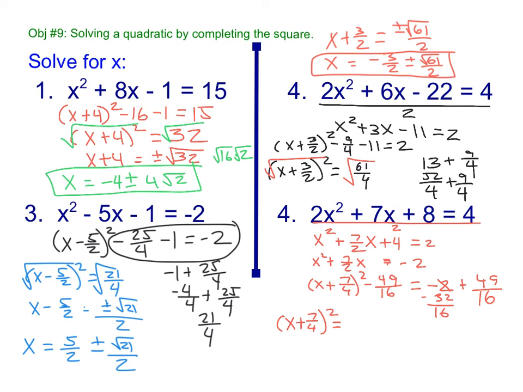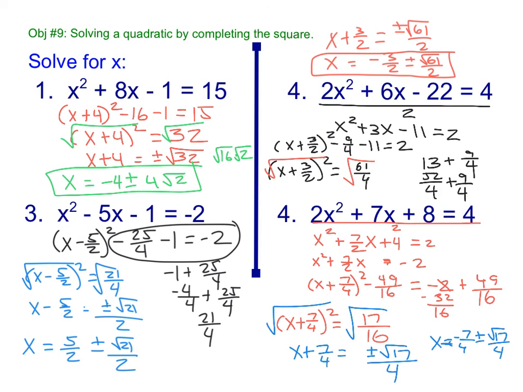17 over 16, square root of both sides. x plus 7 over 4 equals plus or minus root 17 all over 4. Square root of 16 is 4. x equals, I need to put less on my page here. There's not a lot of room here. Negative 7 over 4 plus or minus root 17 over 4.